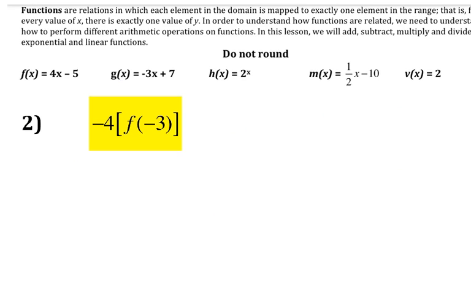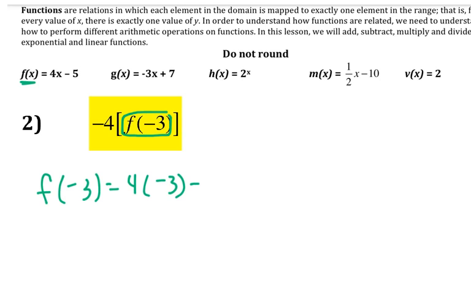Okay, let's try another one. This one looks a little bit confusing because it has the parentheses, the f of negative 3, but then it also has these brackets. That's just another set of parentheses. So what we're going to do is work from the inside out. The first thing I'm going to do is focus on f of negative 3. Again, I'll use the f of x function. So f of negative 3 is equal to 4 times negative 3 minus 5. That's negative 12 minus 5, which is negative 17.